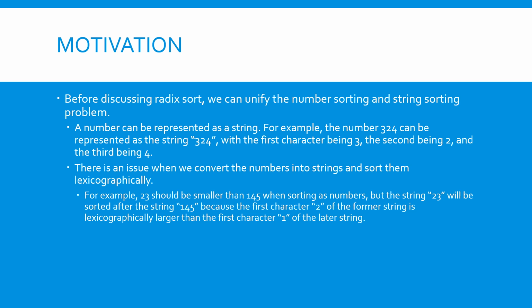Note the ordering of the digits is the same as the lexicographical ordering of their corresponding characters. For example, the digit 1 is smaller than 3, and the character 1 is also lexicographically smaller than the character 3.